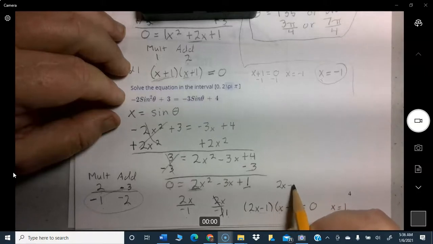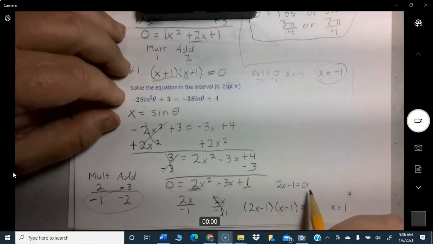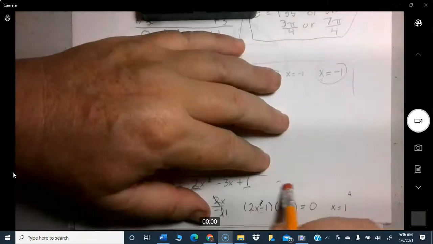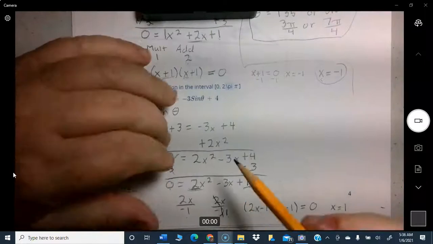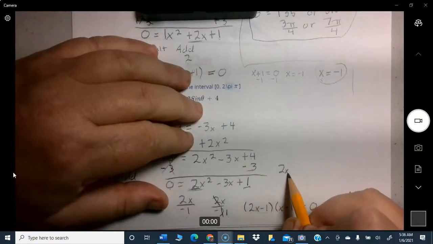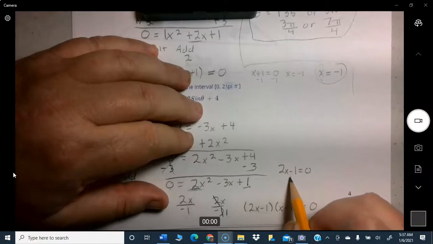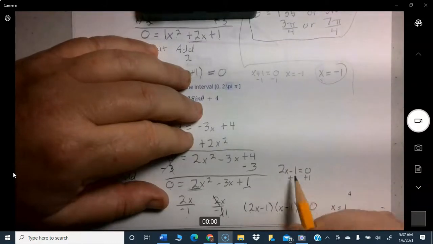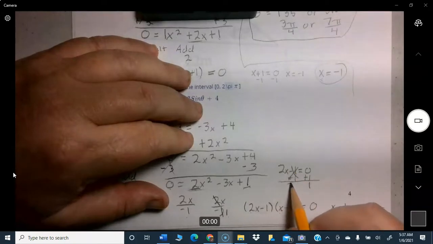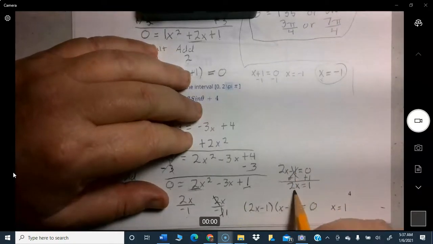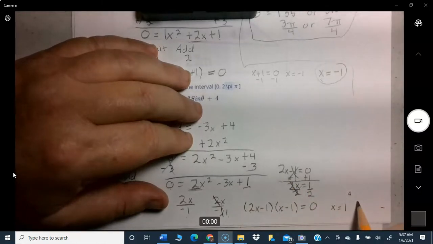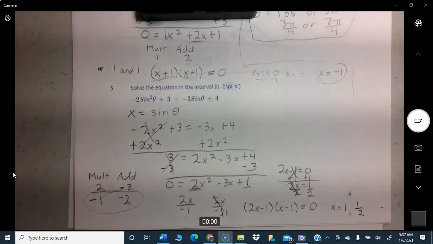2x minus 1 equals 0. I'm going to add 1 to both sides. You just solve it for x. And then I'm going to divide both sides by 2. These cancel, and I have x equals 1/2. So the two possible solutions, remember in quadratics you often have more than one solution or 0 or 1 root. X is going to be 1 or it's going to be 1/2.